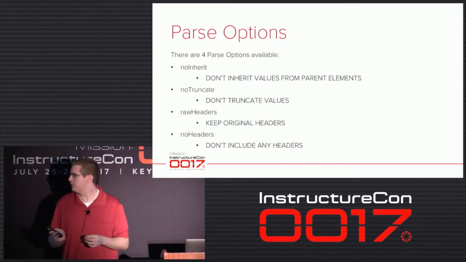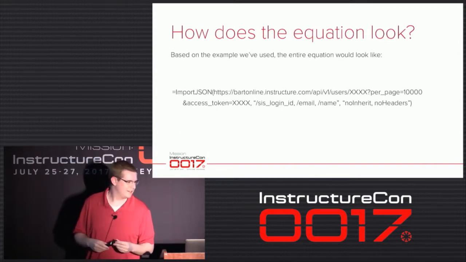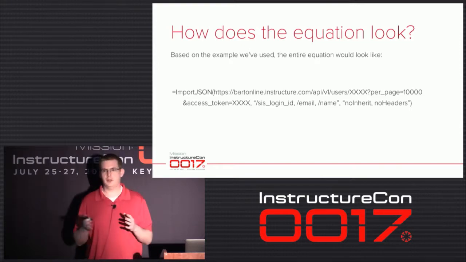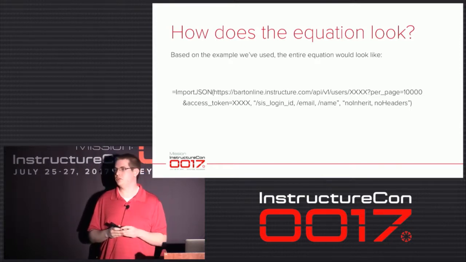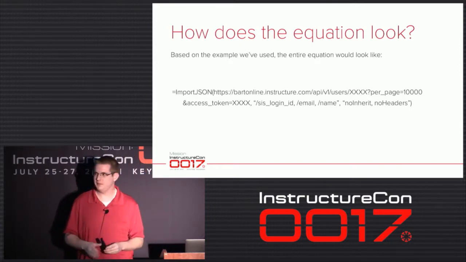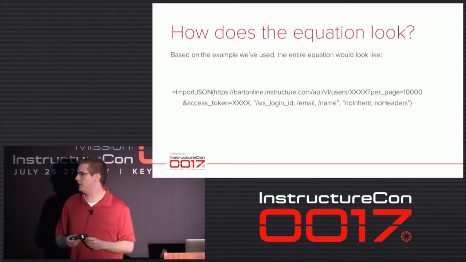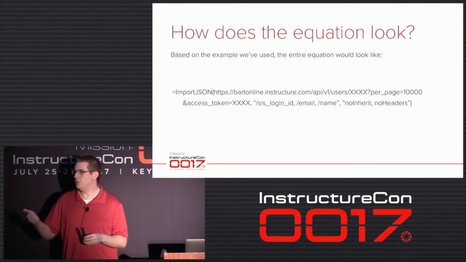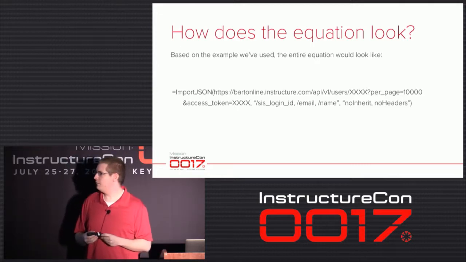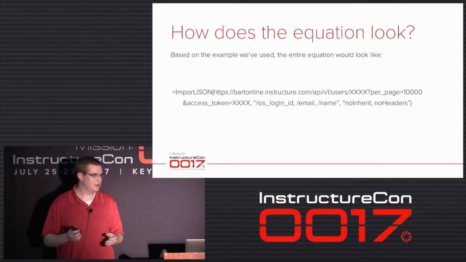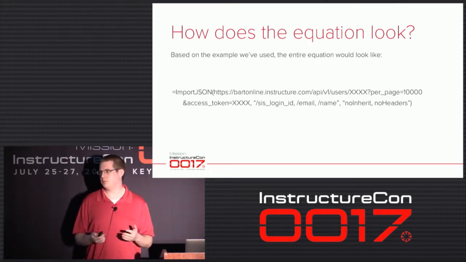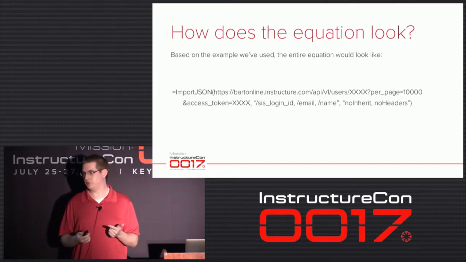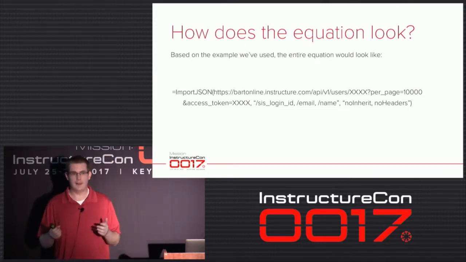I know I'm going through this pretty quick, but basically, once you get all three of those pieces of information, you just shove them all together. The first one is the bartonline.instructure.com URL that we made in the first step. The second is the SIS login IDs, emails, and names. And the third is our parse options. So we have no inherit and no headers, which is what I'm going to use in this example.